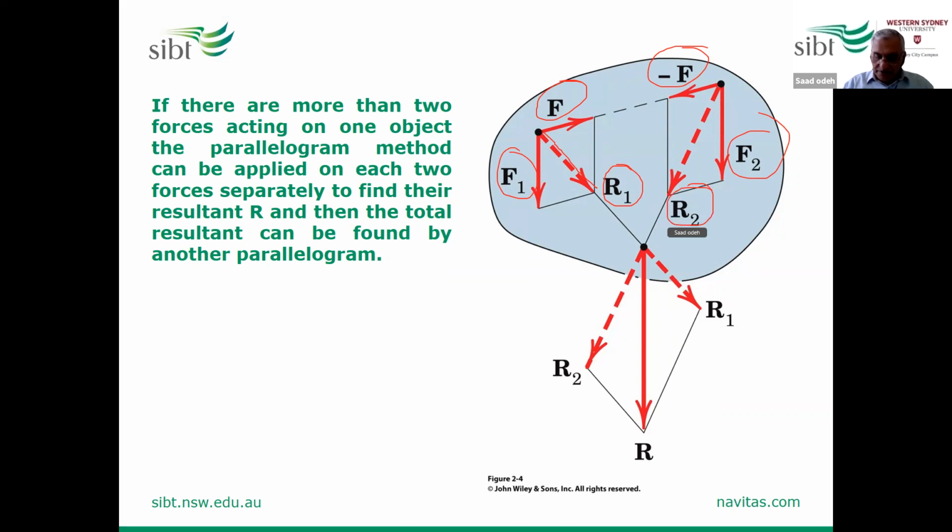And then I combine R1 and R2 in another parallelogram. And this is the new one I got. This parallelogram represents the summation of the other two forces, so the summation of the resultants of the other two forces. If I complete the parallelogram, I can find the total resultant of all the forces acting on the object. So R will be the total resultant of all forces acting on this object.